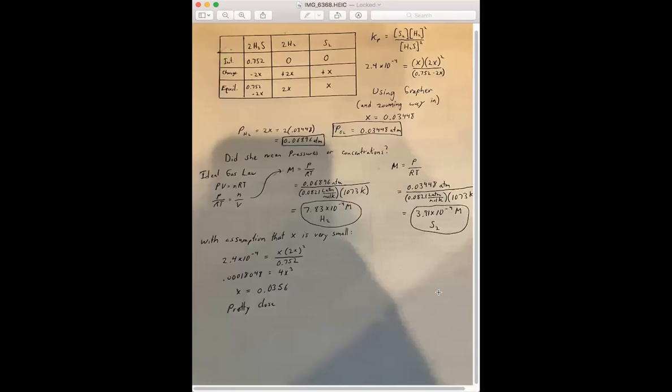Okay, this is number two. Let's see what this says here. Right, so the 2 H2S is on the left side, and these two are on the right side. They give you initial concentration, and they don't tell you about these, so you put zero there. As for that KP expression, these two are on the right side, so they're on the top. This is on the left side, so it's on the bottom. And the exponents come from the coefficients in the equation.